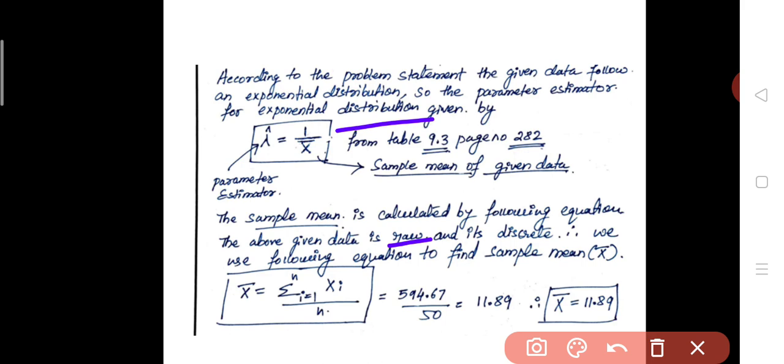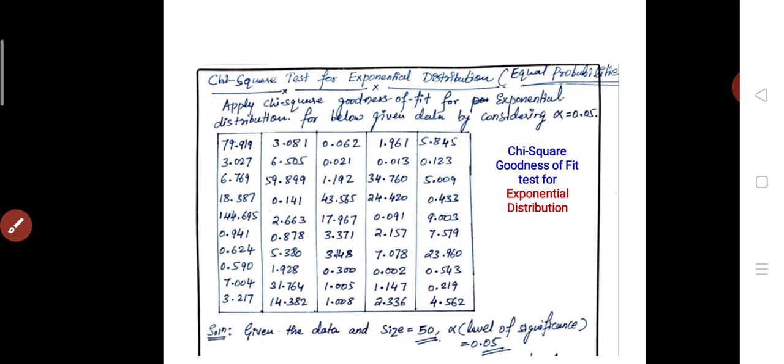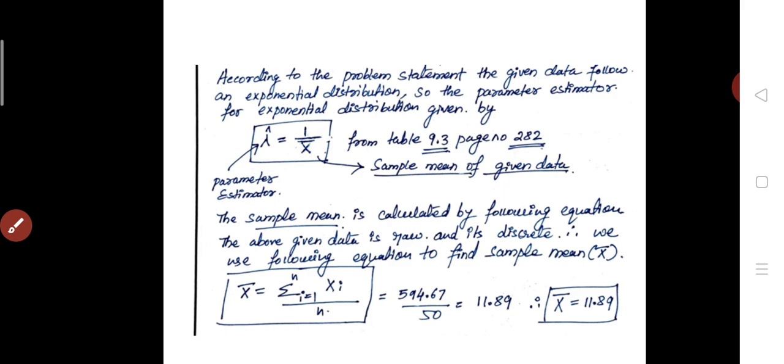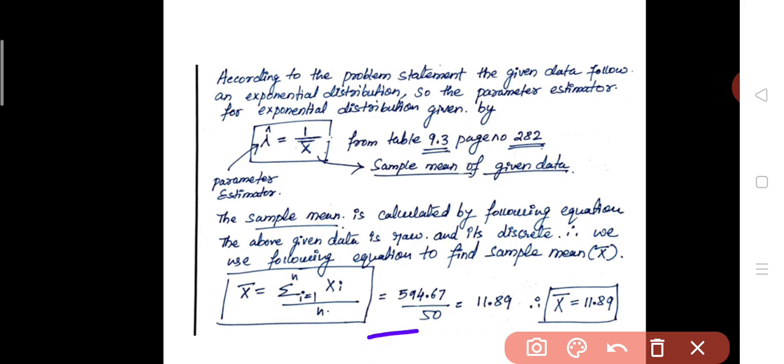After adding all these data, the value is divided by the total size of the data. The total size of the data is 50. We will get the final value, that is 11.89. The 11.89 is the sample mean, because the given data was raw and discrete. This is the parameter estimation by considering case 1.